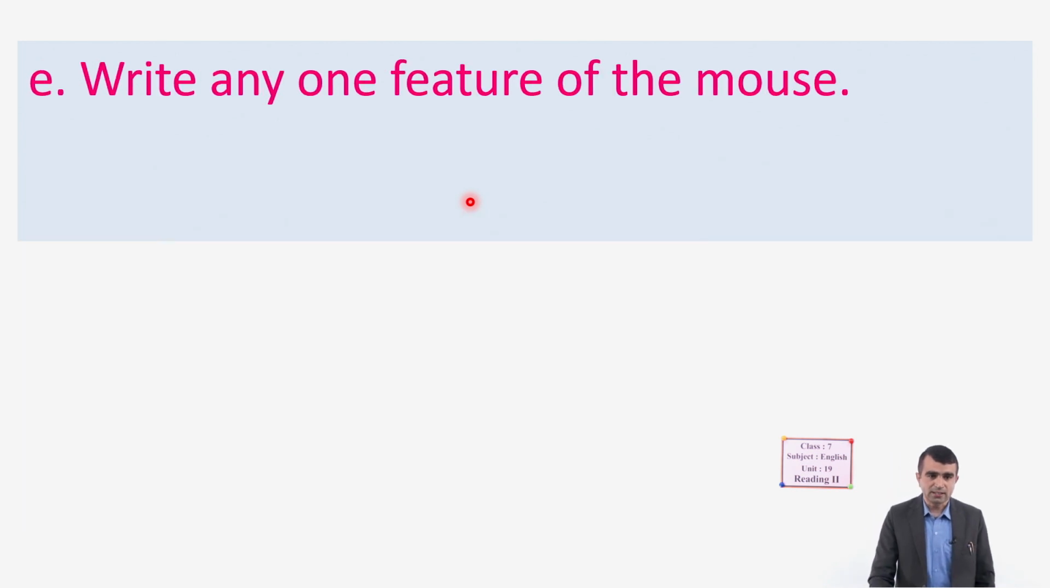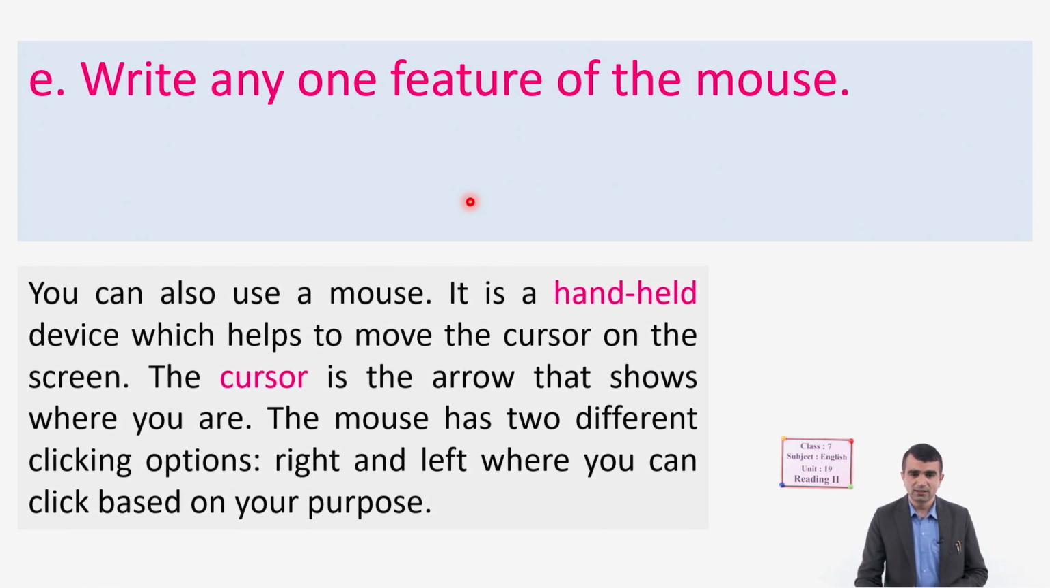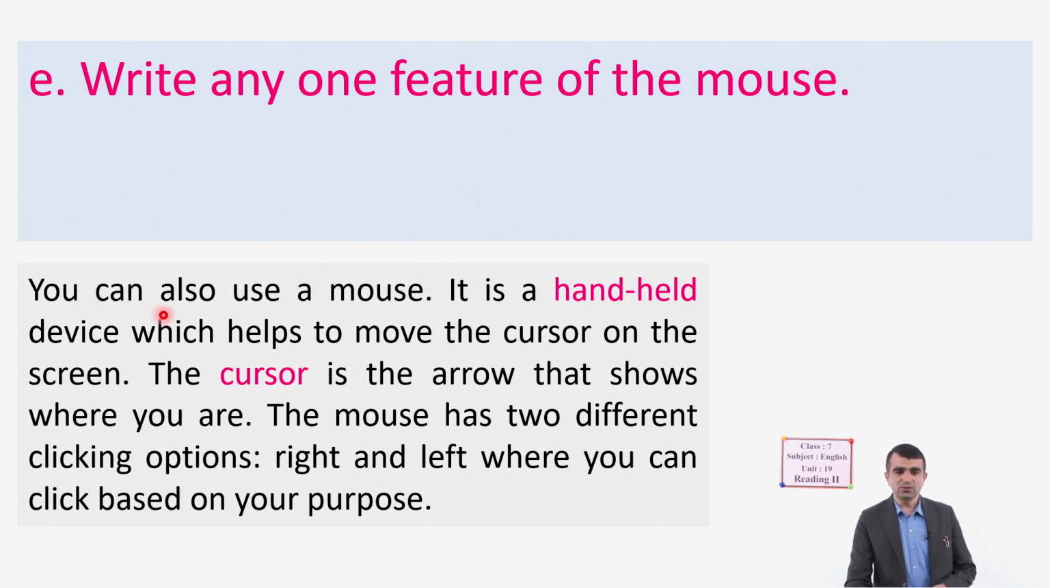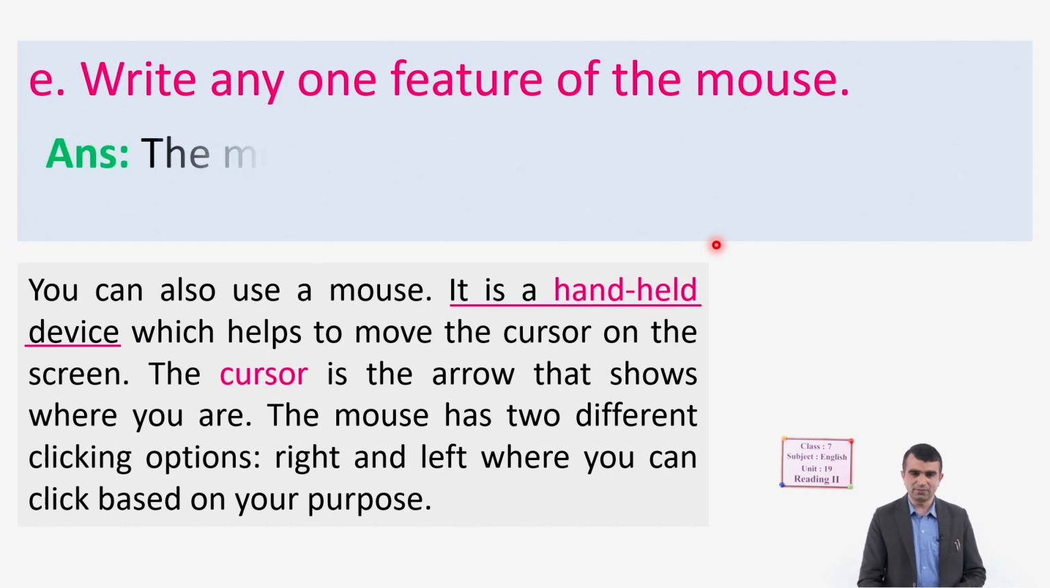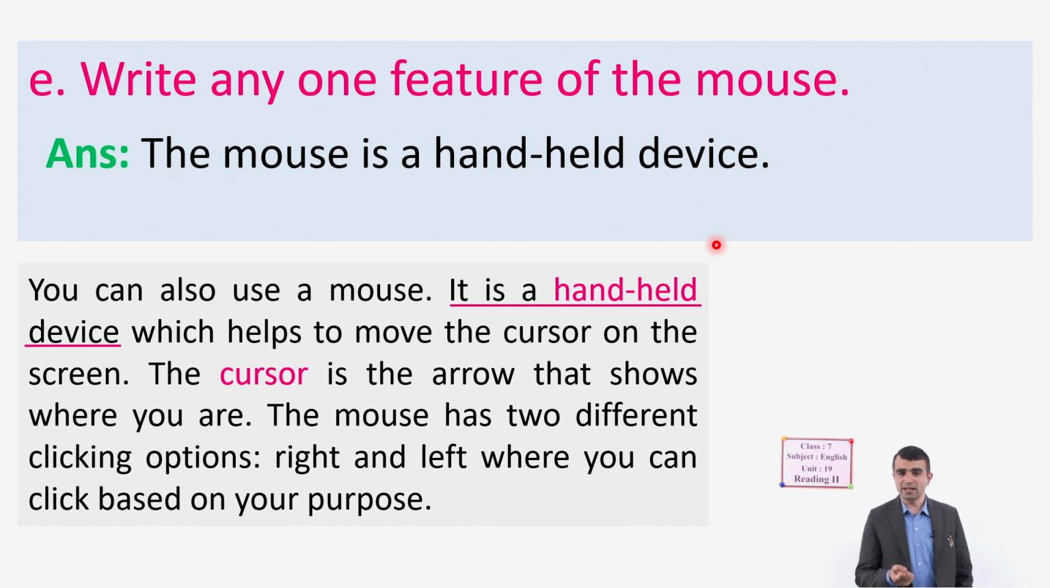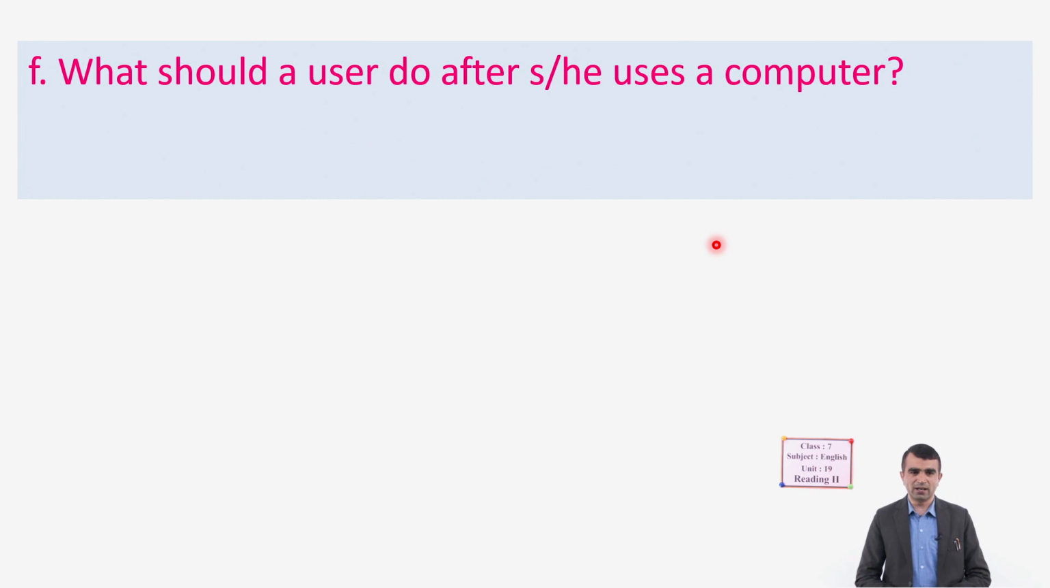Next, number E. Write any one feature of the mouse. Feature, characteristics. Here you can read, you can also use a mouse. It is a handheld device which helps to move the cursor on the screen. So, one feature is, it is a handheld device. So, the answer: a mouse is a handheld device. Finished.